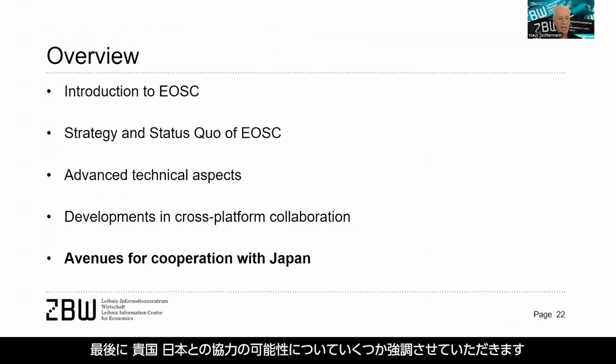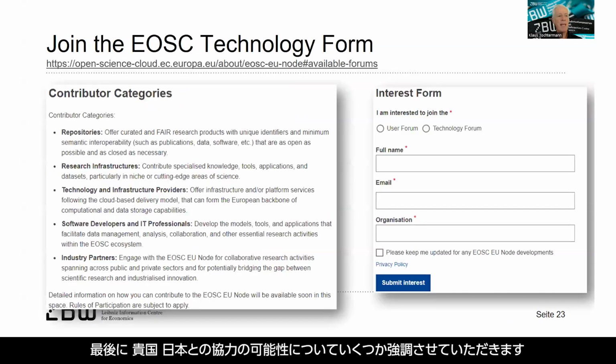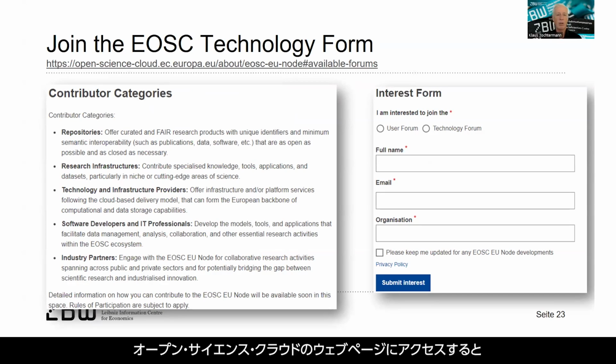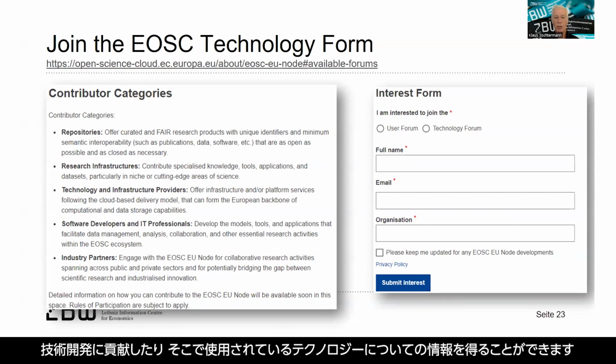I come to the end and will just highlight a few avenues for cooperation with your country, with Japan. Number 1, you can all join the EOSC Technology Forum. You can go to the Open Science Cloud webpage, and there they differentiate between a user forum and a technology forum, and you can just sign up and join that forum and contribute to the technology development and get insights into what technologies are being used there.